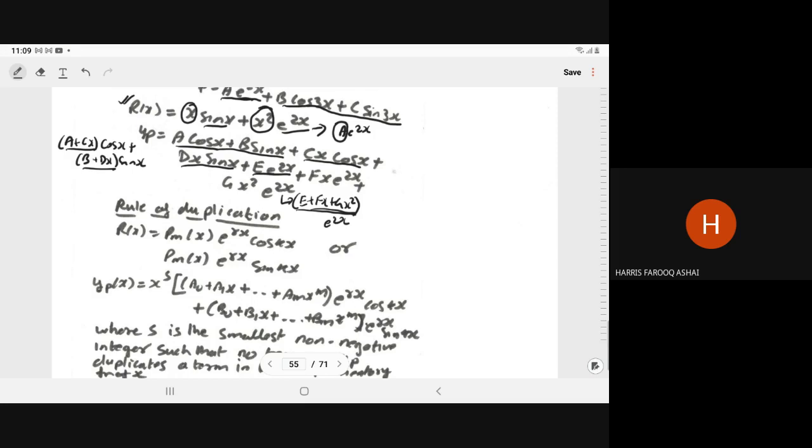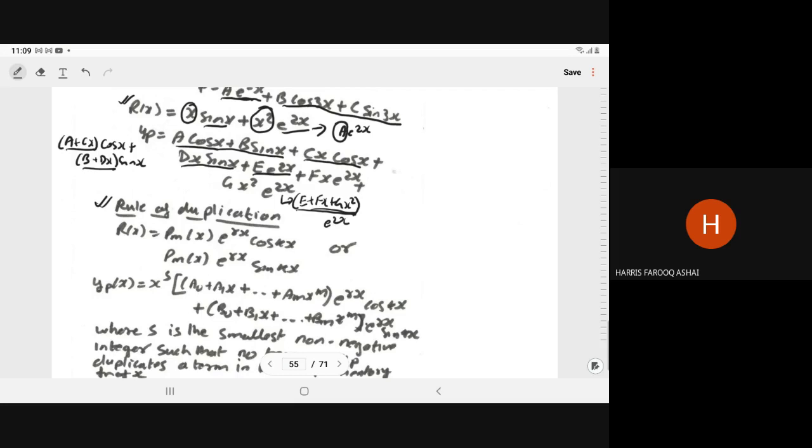So depending on what R(x) is, accordingly we write our particular solution yp. Then we have to compute yp dash and yp double dash, put them in the given equation, and compute the values of all undetermined coefficients. Now, the most important part in this: here we have to check the rule of duplication.